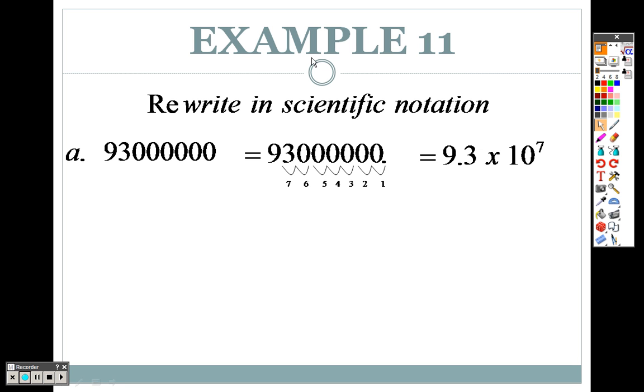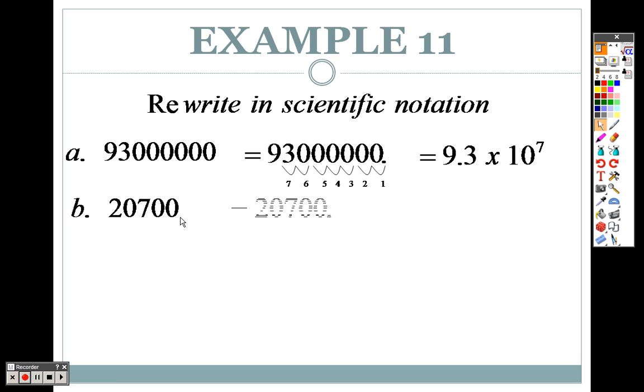So because I moved it to the left, it's now in between the first and second, right? That is less than 10, so we're good. And it's higher than 1. And because I moved it to the left, that's why it's a positive 7. So 9.3 times 10 to the 7th power.